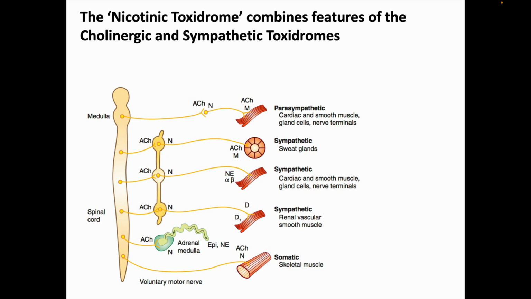We can predict what kinds of signs and symptoms will occur from nicotine toxicity based on what we know about nicotine's effect on the autonomic nervous system and at the neuromuscular junction. And we can even talk about the expected toxidrome from nicotine, which will look a lot like a cholinergic toxidrome, but also with features of the sympathetic toxidrome.